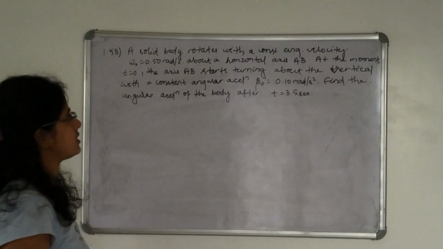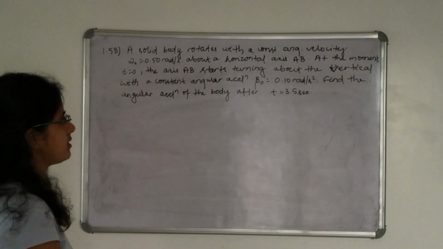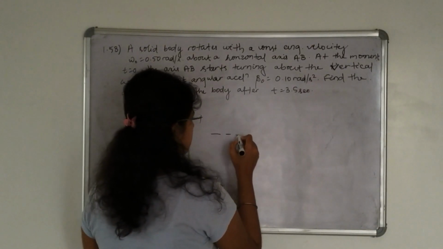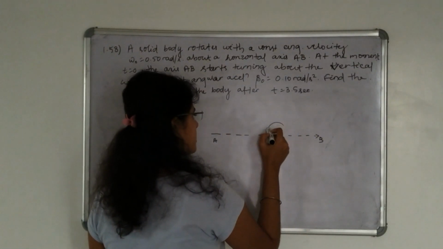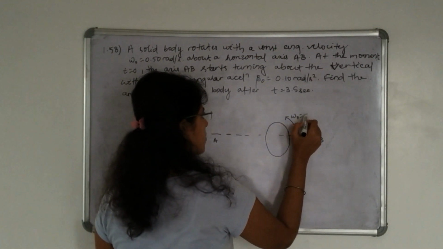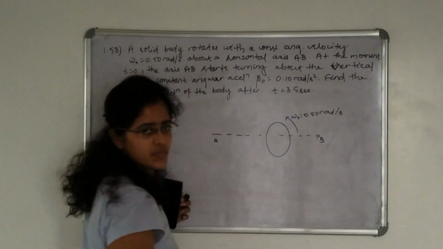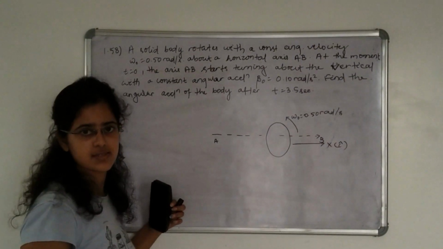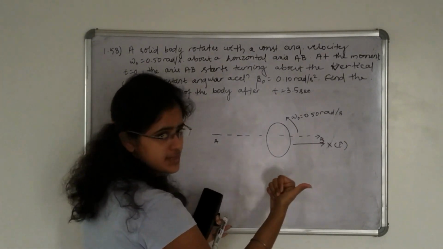Okay. The next question is, the solid body rotates with a constant angular velocity omega naught equal to 0.50 radian per second about a horizontal axis AB. So this is the first part of the question. This is, let us say, the horizontal axis AB, and the solid body is rotating with angular velocity omega naught equal to 0.50 radian per second. We have considered this as x-axis. I cap is the unit vector along x-axis. So this is rotating in yz plane along x-axis.